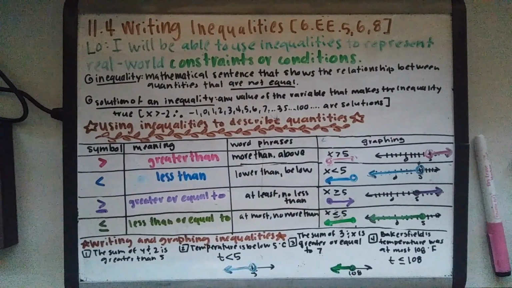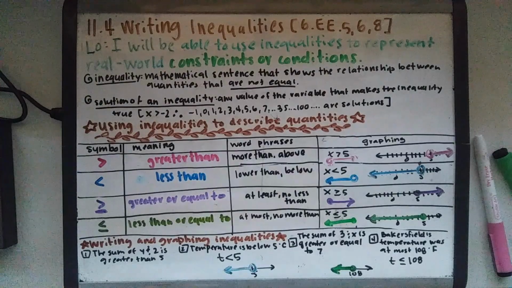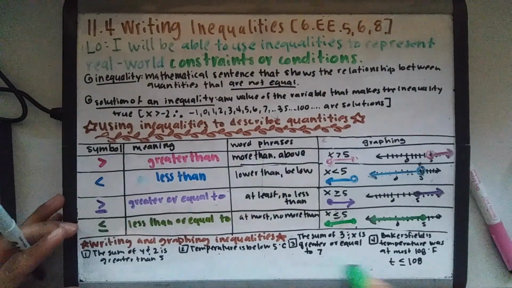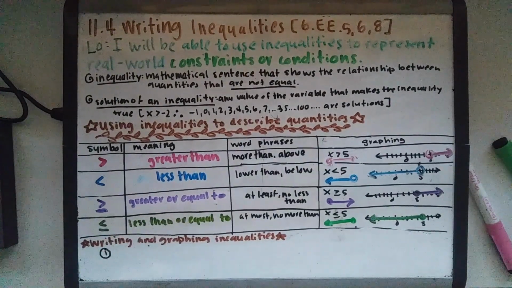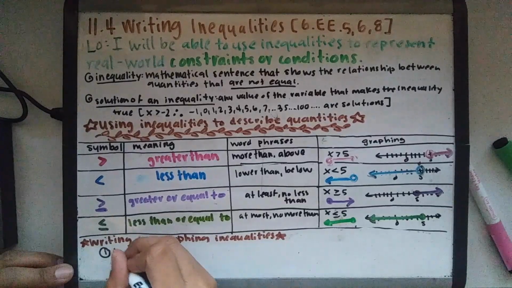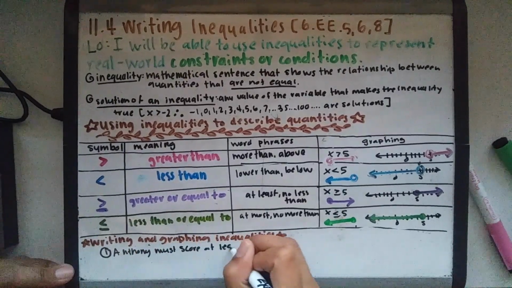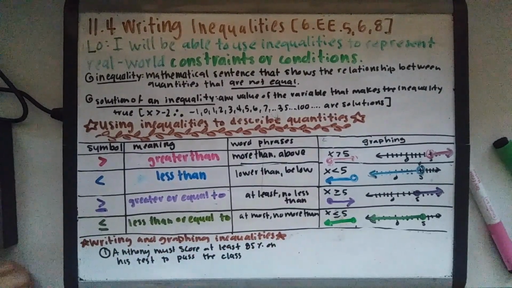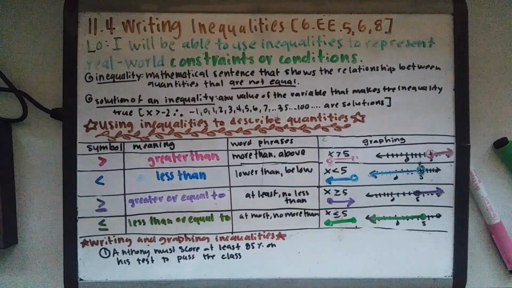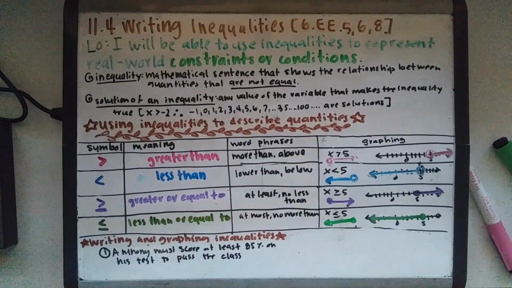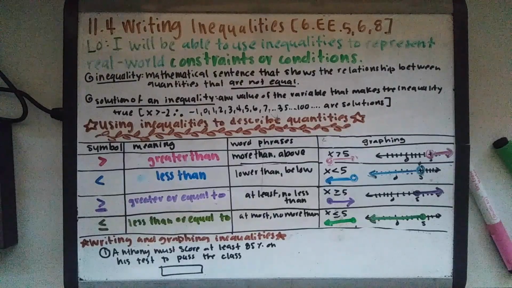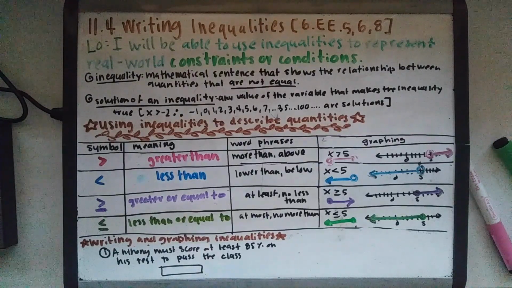Okay, so let me go ahead and give you a few to do, and then you're just going to write the inequalities for me. The first one you're going to tell me is, Anthony must score at least 85% on his test to pass this class, so give me the inequality that you can write to model that.